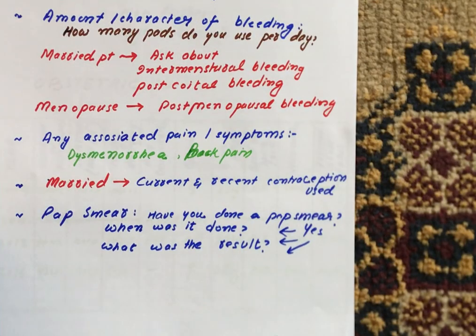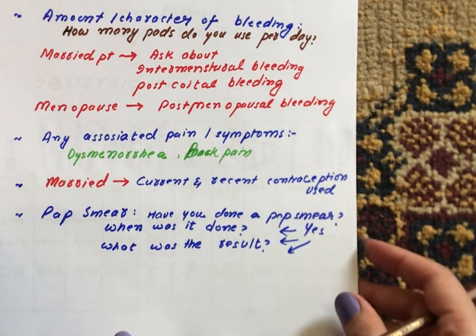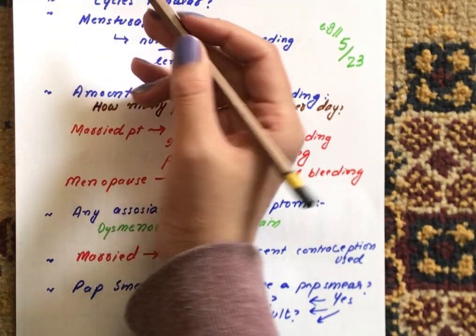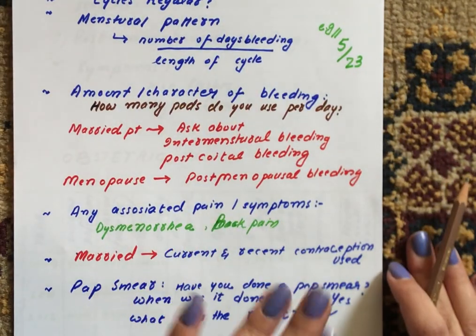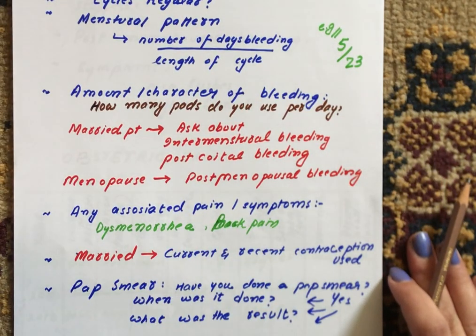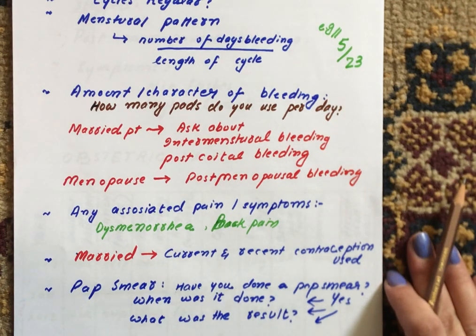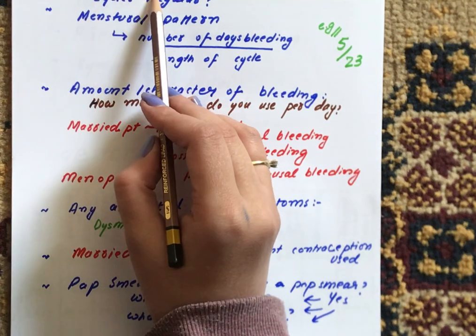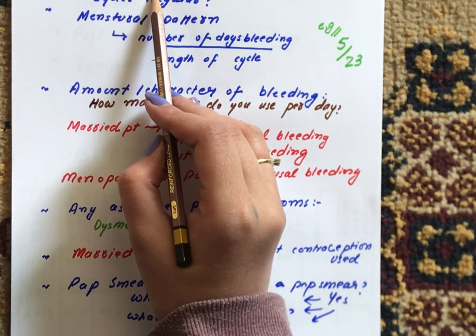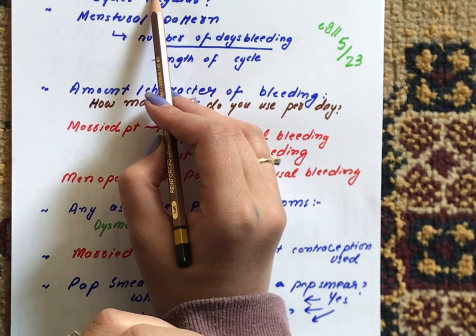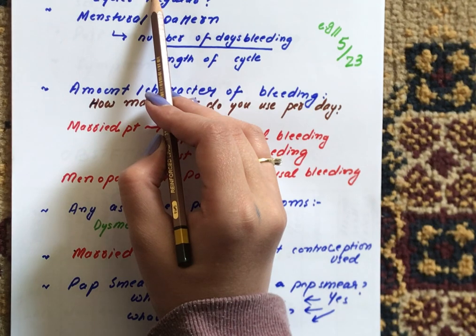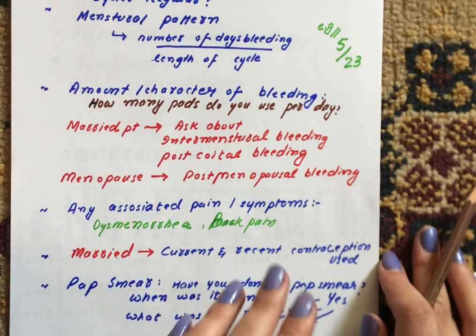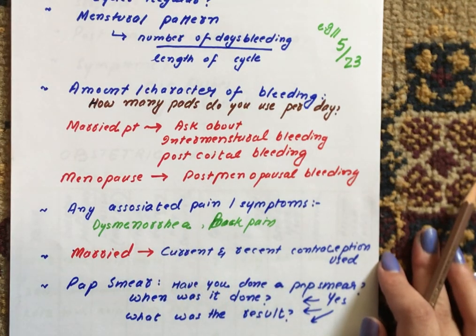Moving on to menstrual history. First of all, ask about her LMP. We ask about LMP to know if the patient is pregnant or at risk of pregnancy. What is her age of menarche? For menarche, you ask at what age did you have your first menstrual cycle, and you should ask about menopause if the patient is at menopausal age.